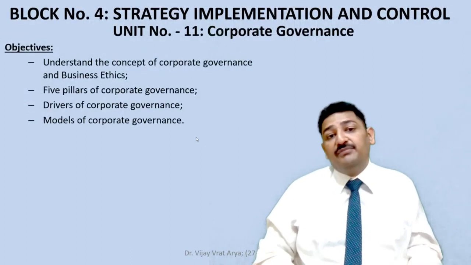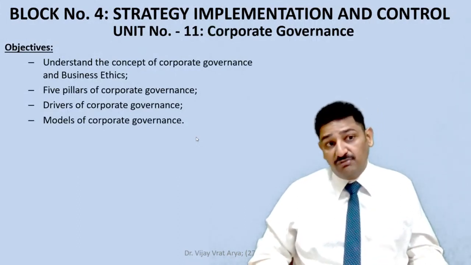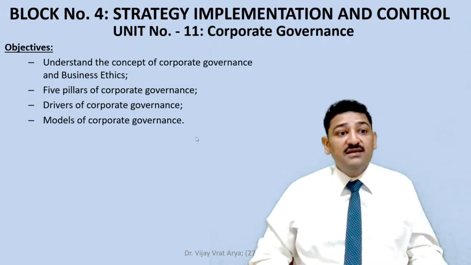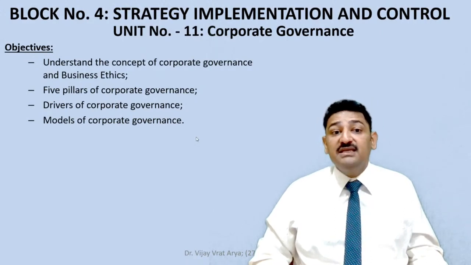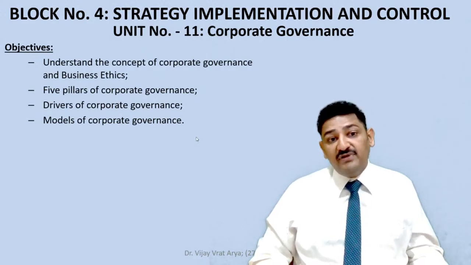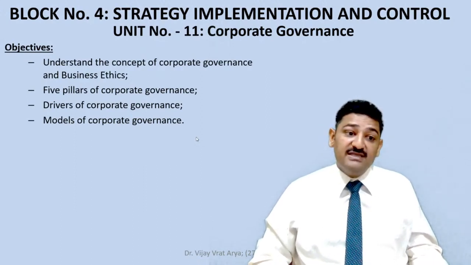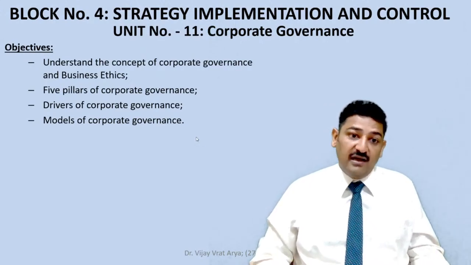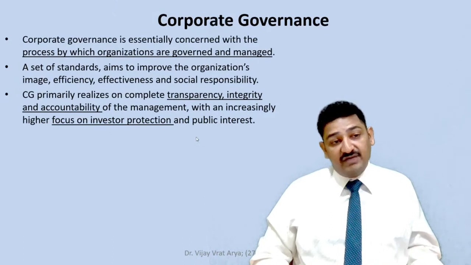With this, we are now at a stage where we can discuss unit number 11 of block 4, that is strategy implementation and control, where the emphasis is on corporate governance. The objective of this unit is to understand the concept of corporate governance and business ethics. Subsequently, we will also be discussing the five major pillars addressed under effective corporate governance, the drivers of corporate governance, and some important models of corporate governance, very prominent these days. So let's begin to understand the term corporate governance.